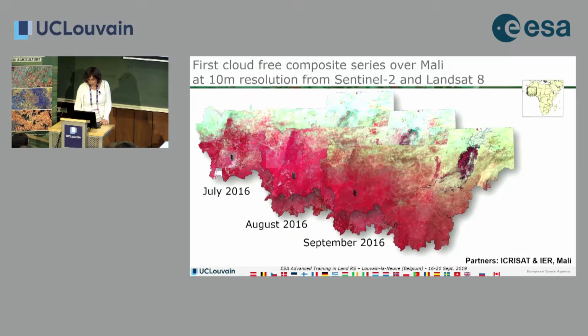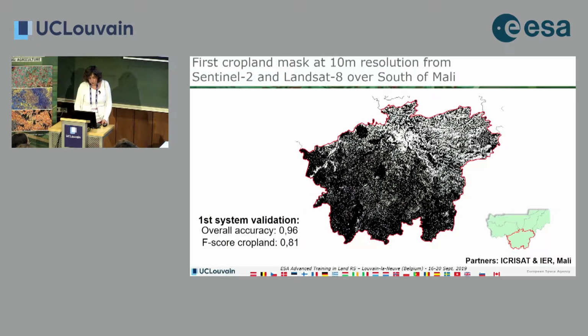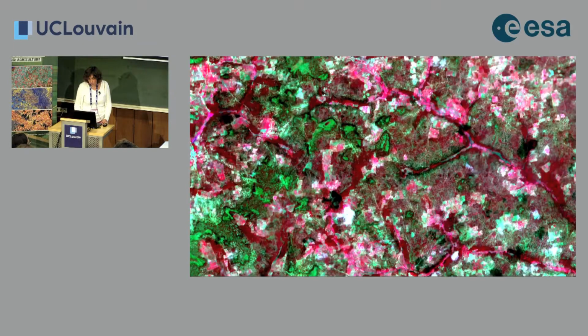So these were the different composites along the season. The last one is from November. Even with one Sentinel, you can still see some artifacts here. But this was not bad. So this is the kind of crop mask we had, with an accuracy which is good. Here you can see the croplands, the different patterns, and in the cropland mask it appears like this.